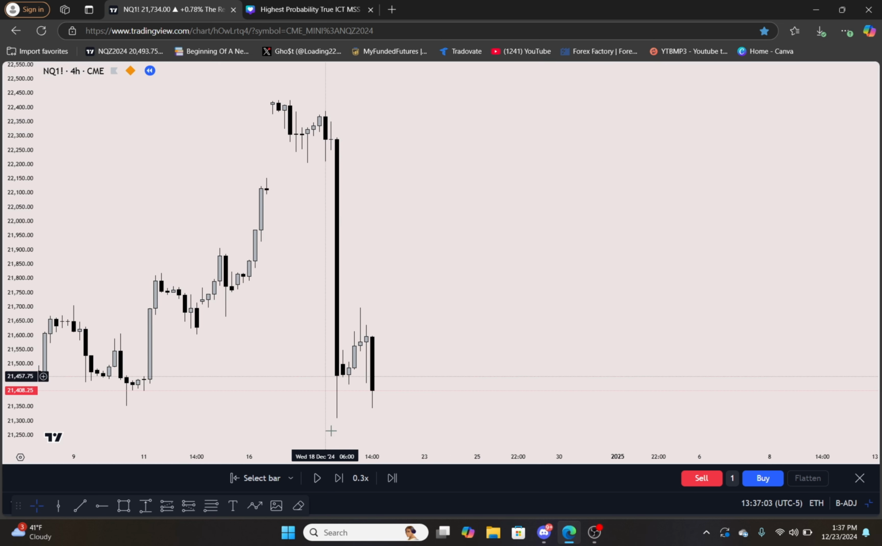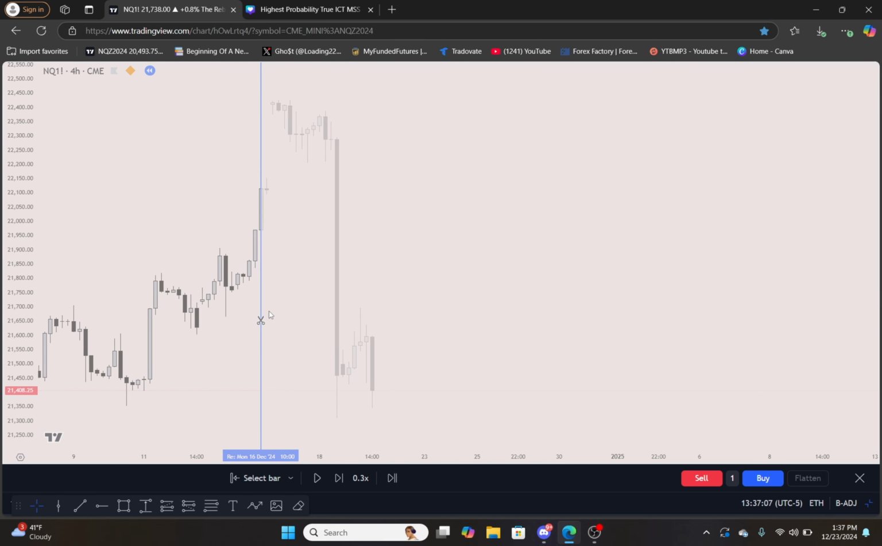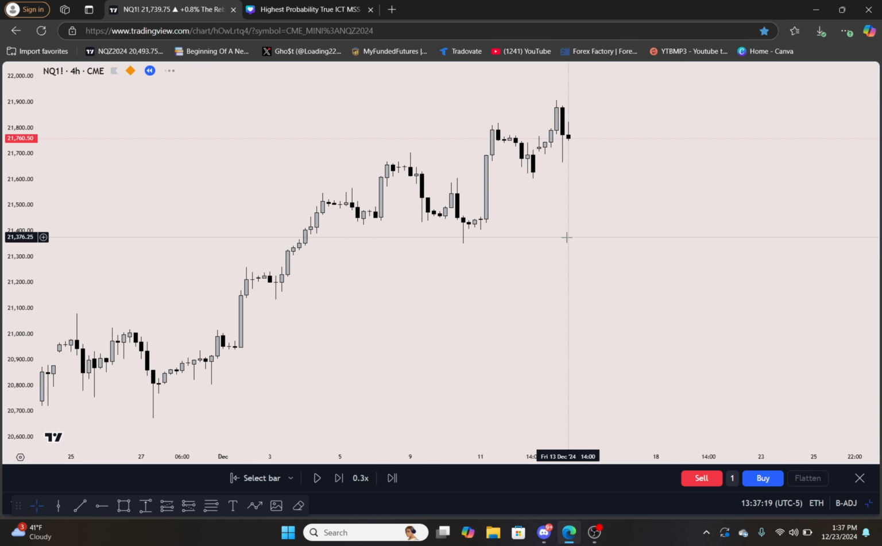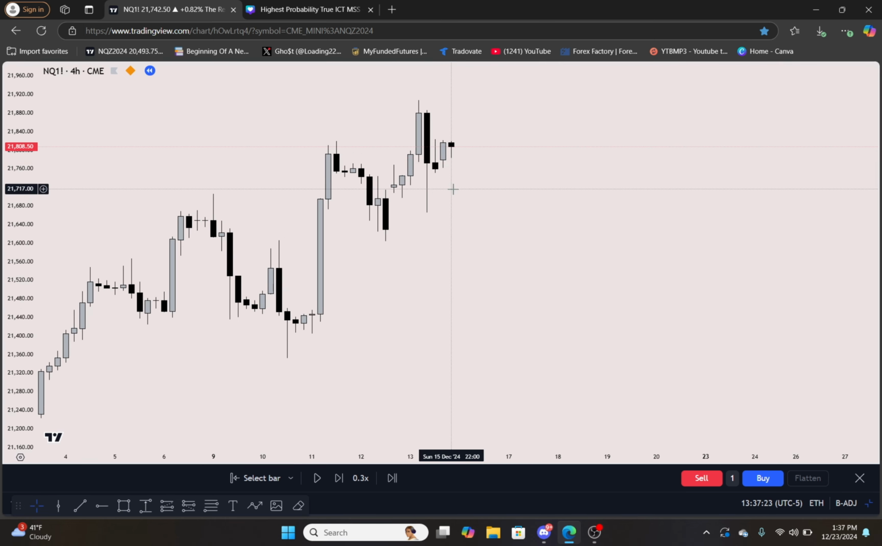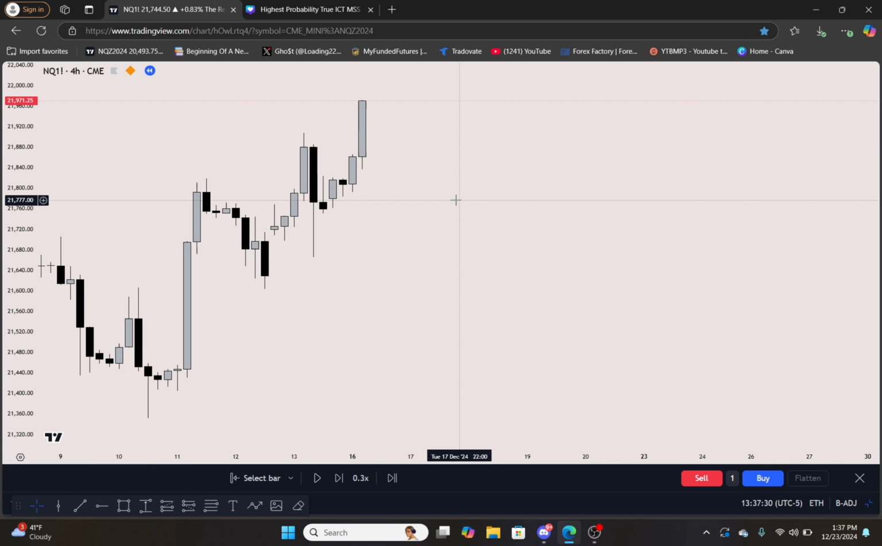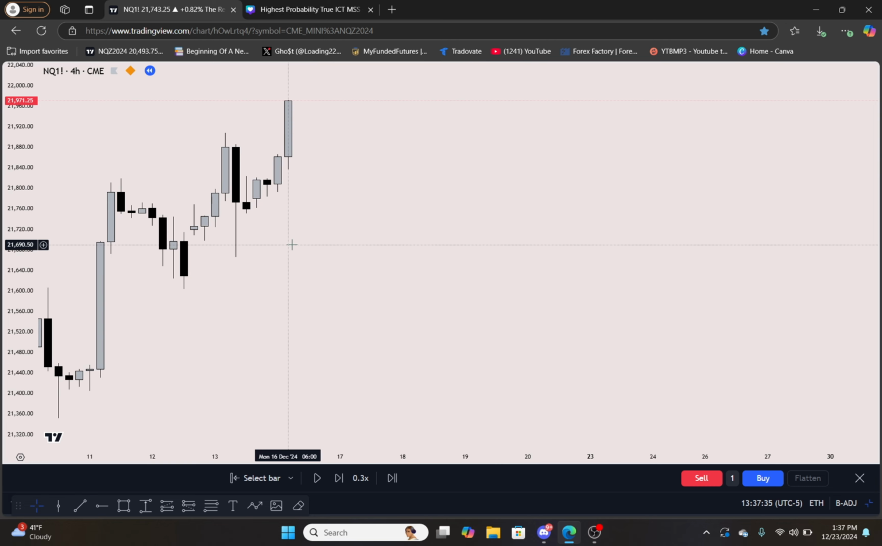Okay, so if we drop into a 1 minute chart, we're going to go to a random day like this day here, maybe even the day before that, Thursday, Friday. Yep, we'll go with a day like today. 6 a.m. here. Okay, so on our 4-hour chart, what does it look like here?